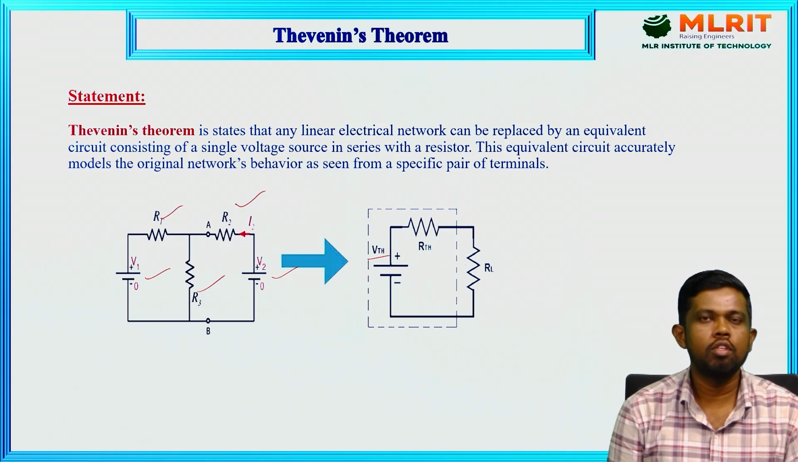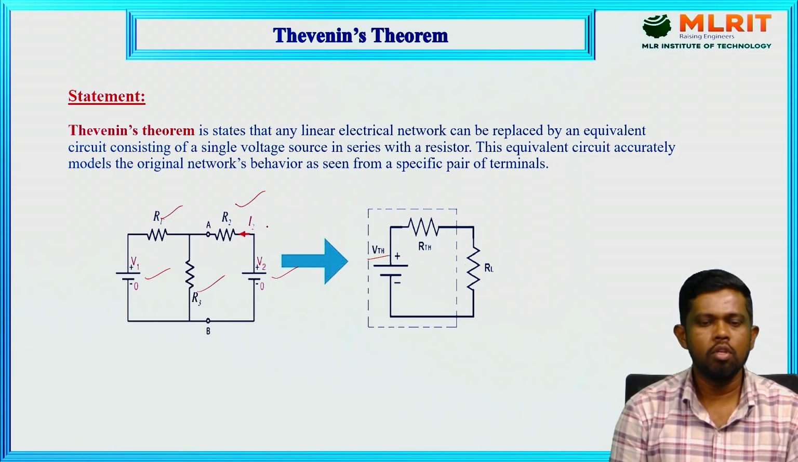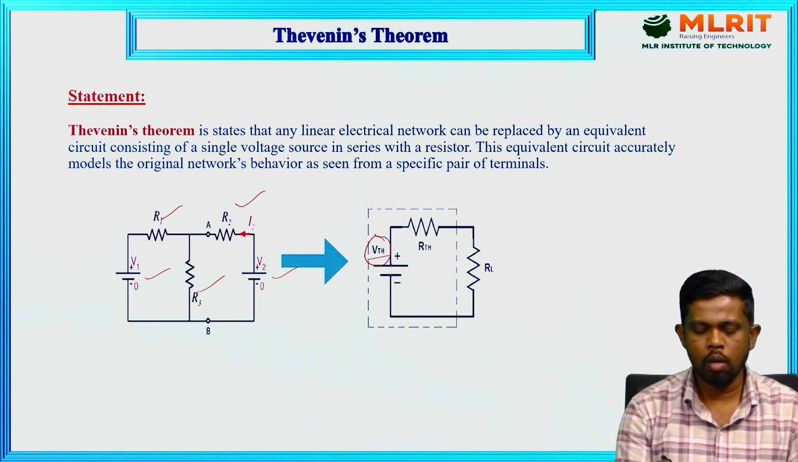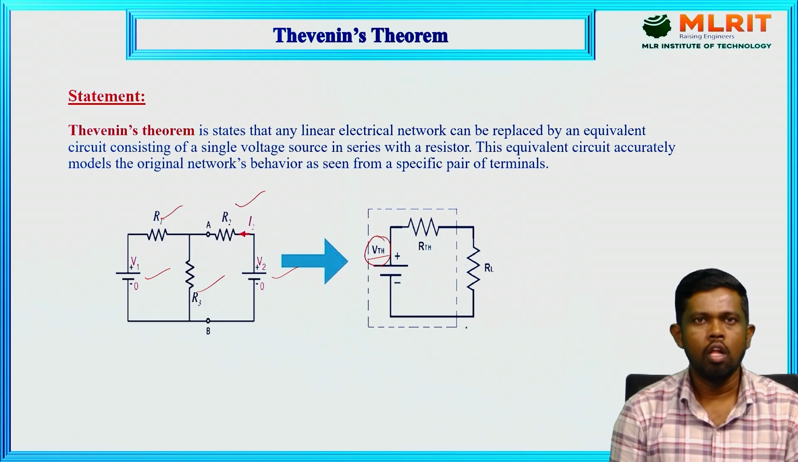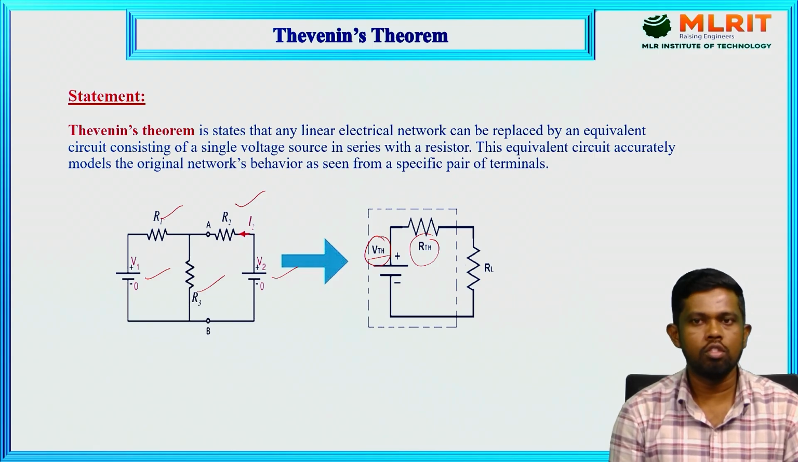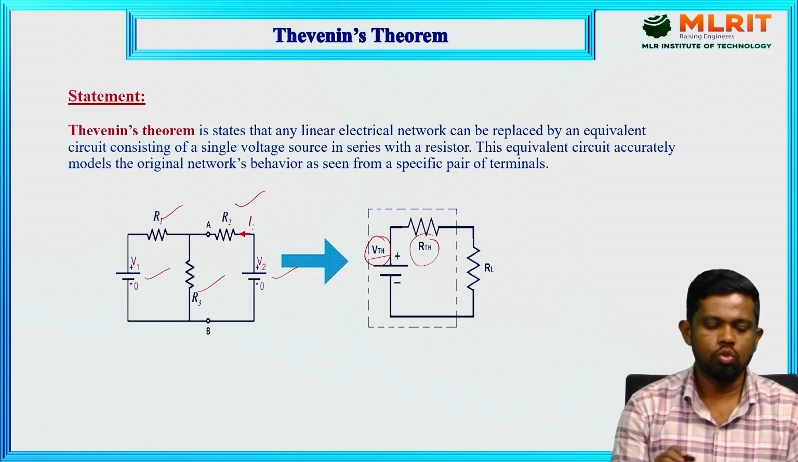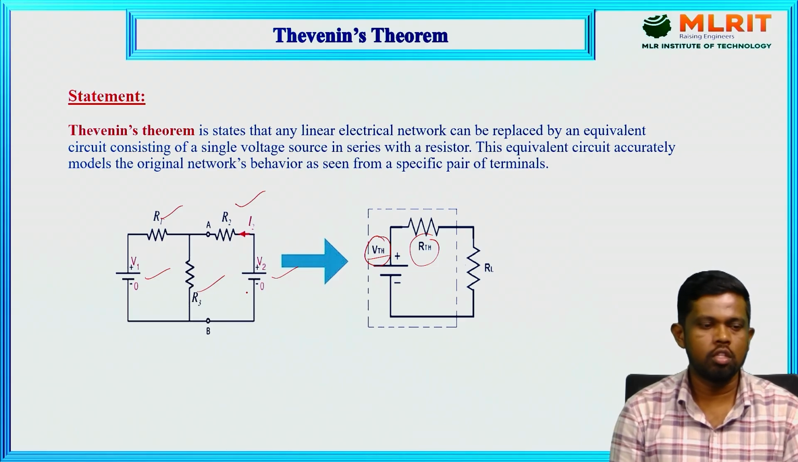The Thevenin theorem states that in any linear two-terminal bilateral network consisting of a number of active elements and passive elements, the whole network can be replaced by an equivalent circuit consisting of one voltage source, the Thevenin voltage, in series with one resistor, the Thevenin resistance. Both are in series with each other. So any complex circuit can be replaced by a single source network. That is what the Thevenin theorem is stating.